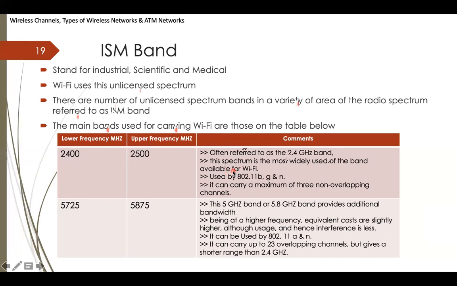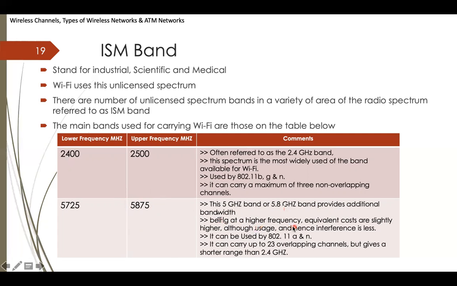This is the most important and widely used band, used by 802.11b, g and n. It can carry a maximum of three non-overlapping channels. Now we have another one that is 5 gigahertz, and the lower frequency is 5725, and the upper frequency is 5875. This 5 gigahertz or 5.8 gigahertz band provides additional bandwidth.